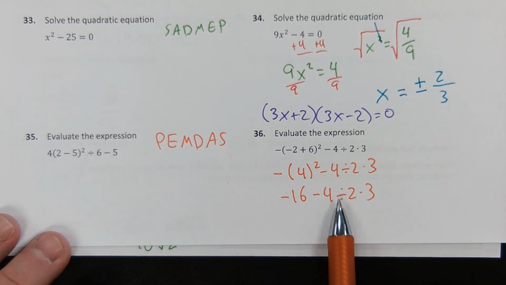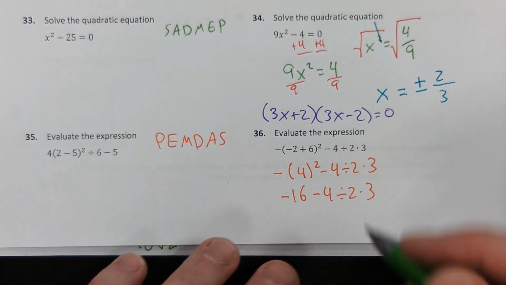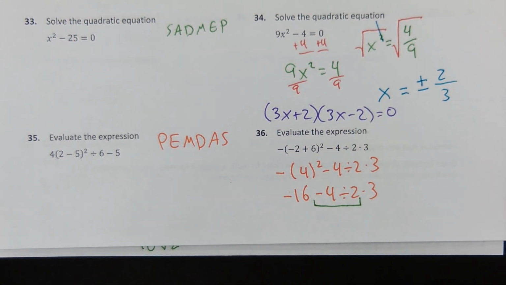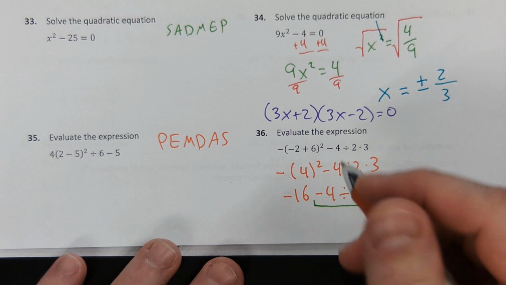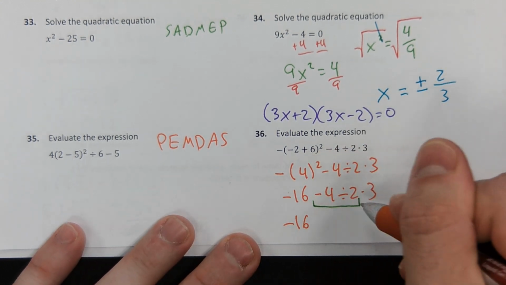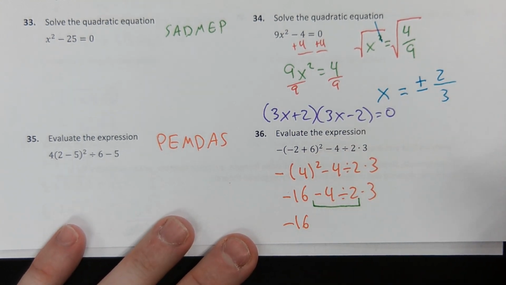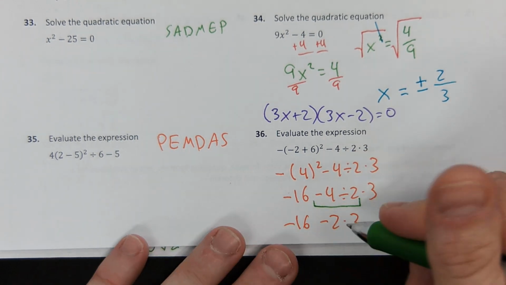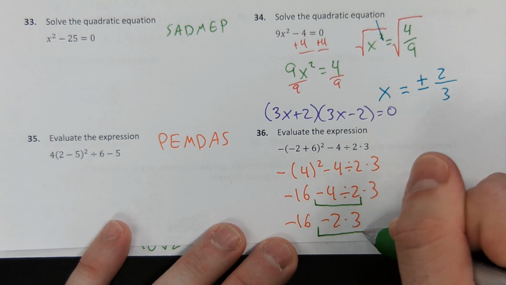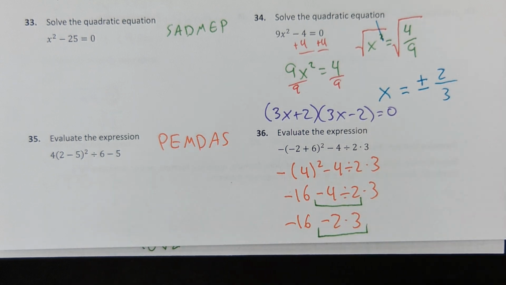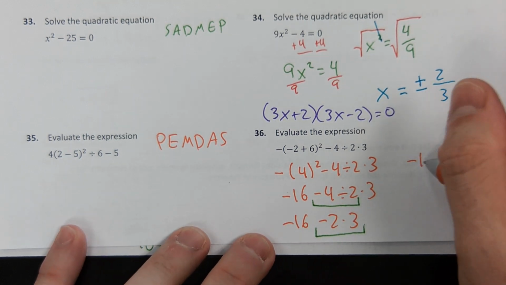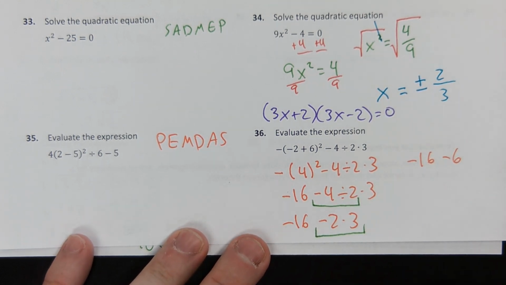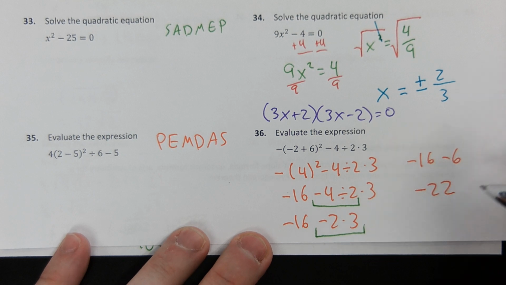Here's the thing. This is not 4 divided by 2. It's -4 divided by 2. The symbol that sits in front of a number is part of that number. -4 divided by 2 is -2. Now the multiplication. Again, the symbol that sits in front of a number is part of that number. So this is -16. This is -6. And -16 minus 6 is -22.